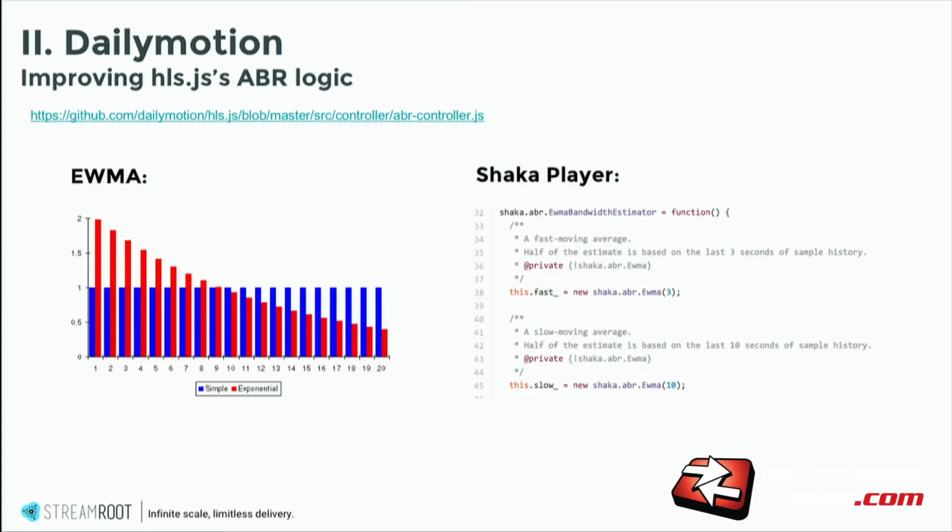For Dailymotion, they decided to use the exponential weighted moving average, which takes into account all historical values and weights the most recent one much more heavily, and then they decrease exponentially, as you can see. This was already used in Shaka Player. One version of this kind of average was used in Shaka Player. So they drew inspiration from Shaka Player when building their own ABR algorithm.